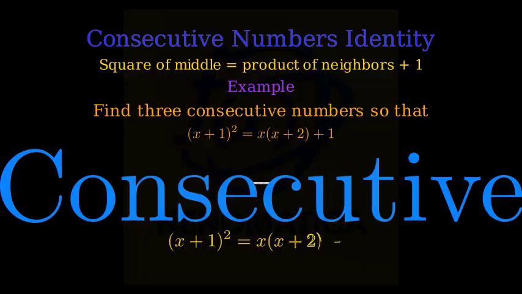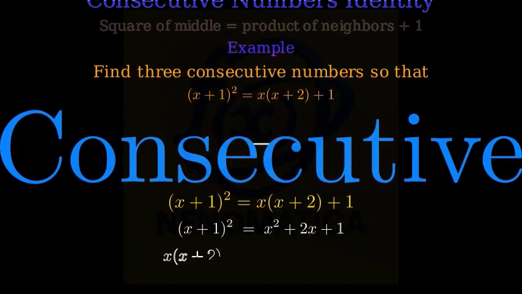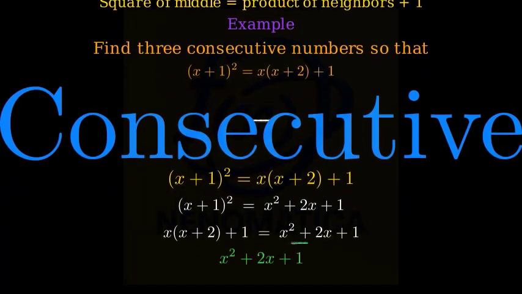According to the statement, the square of the middle number equals one more than the product of the other two. That translates directly into the equation (x + 1) squared equals x times (x + 2) plus 1. Now expand both sides. The left side, (x + 1) squared, becomes x squared plus 2x plus 1. The right side, x times (x + 2), becomes x squared plus 2x, and then we add 1. So both sides simplify to exactly the same expression.